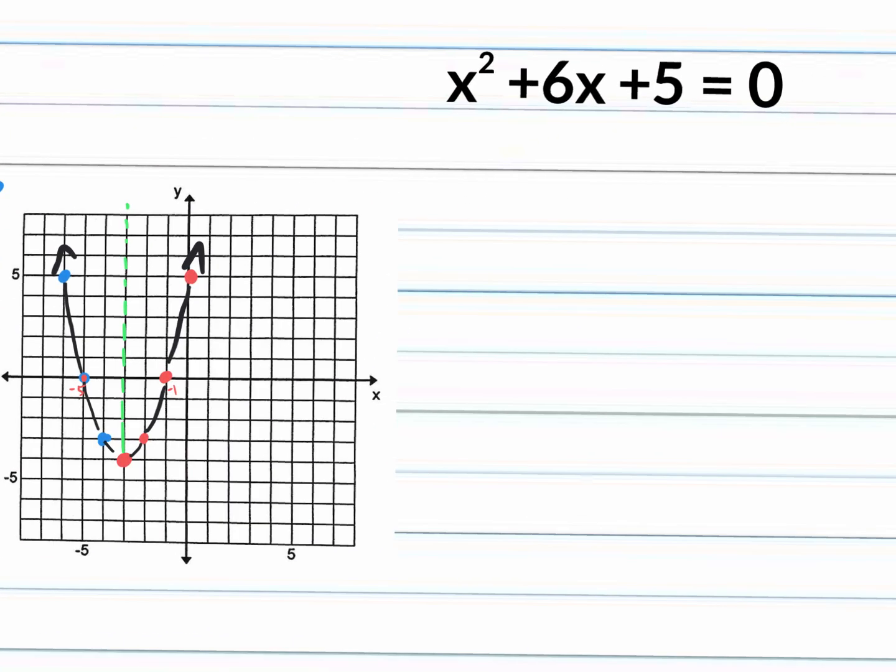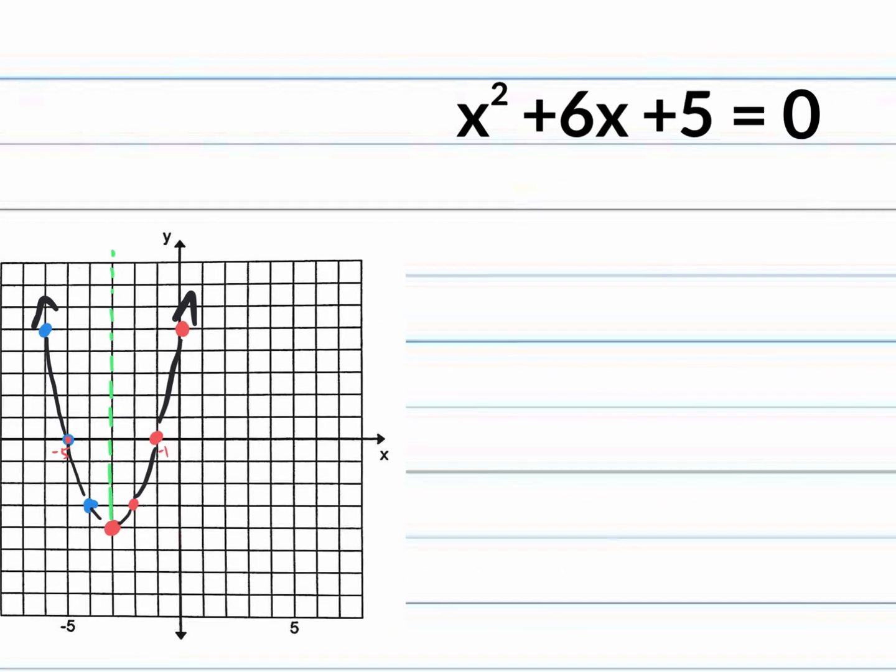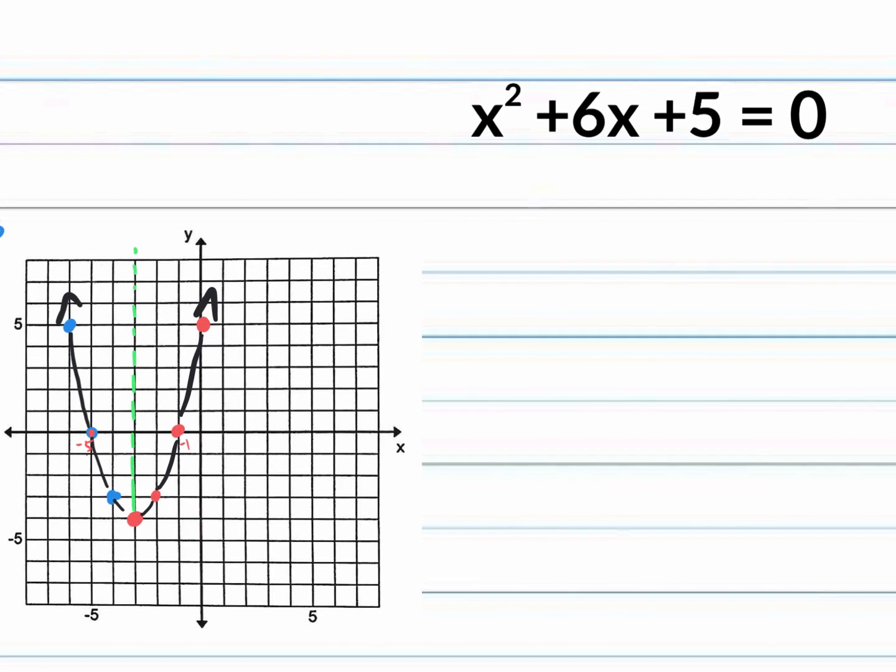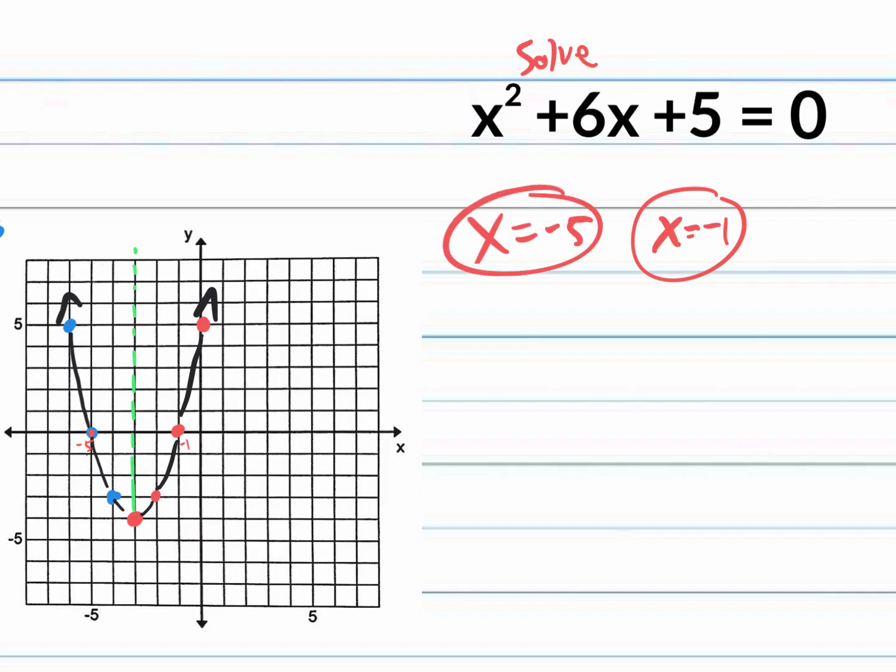So if I had this as an equation that's set equal to 0, and I asked you to solve it, your answers would be those x-intercepts, negative 5 and negative 1. Those are your two answers for this one equation, okay? And in the future, we're going to be solving using the quadratic formula. But right now, I want you to understand that the x-intercepts really are the answers to the equation, okay?